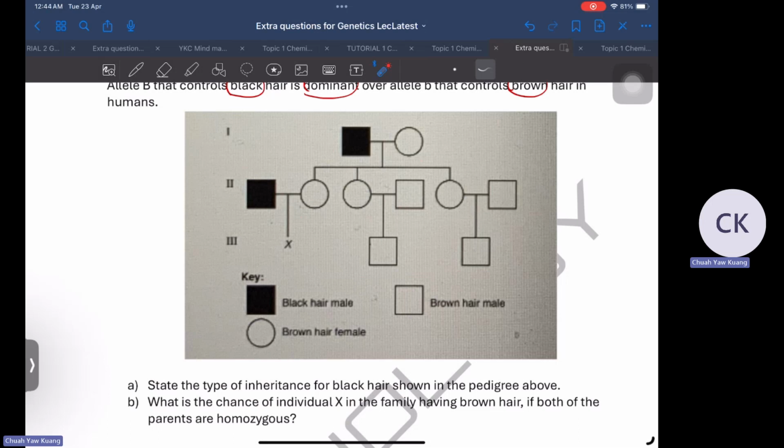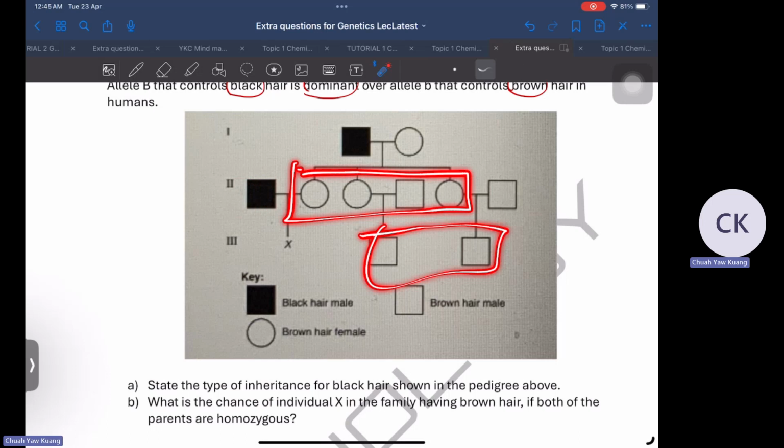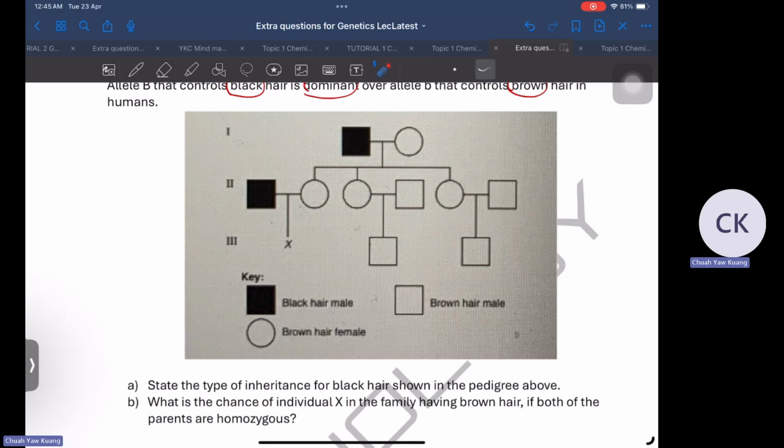A lot of students will directly state that this is sex-linked, but it will be wrong. Why? Because you look at this individual. This individual is not the offspring of this generation one, so you cannot take that into account. Second, none of the offspring or other generations has the trait, so there's not enough information to determine directly.